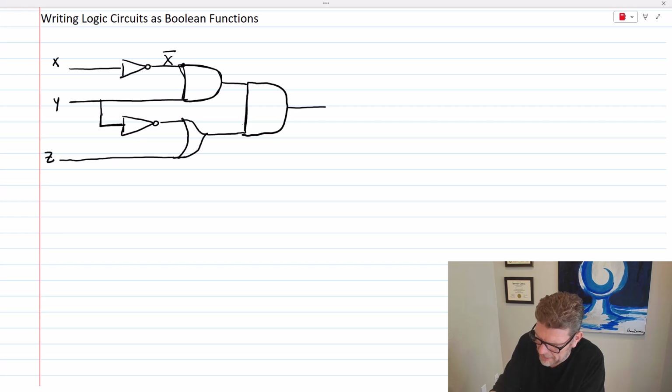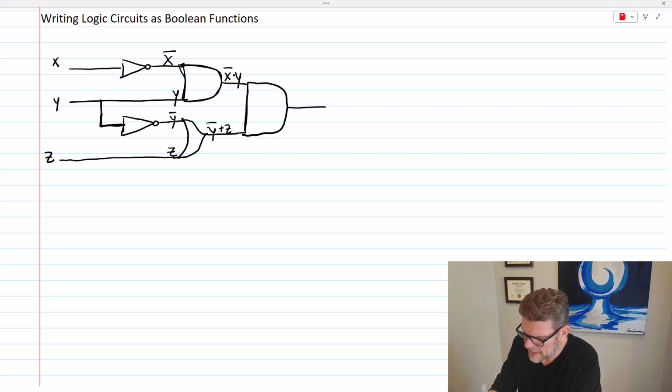This is going to become x bar, and this will become y. Then I'm going to notice that I have a branch coming off of y, and then it gets inverted, so this is going to become y bar. And this last line will become z. Now, going from left to right, I end up with x bar times y, and I end up with y bar plus z as that second gate.